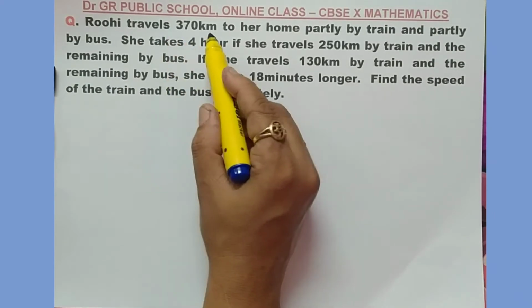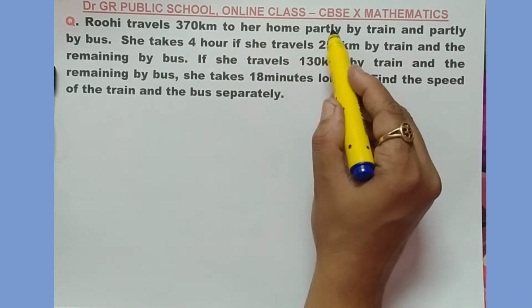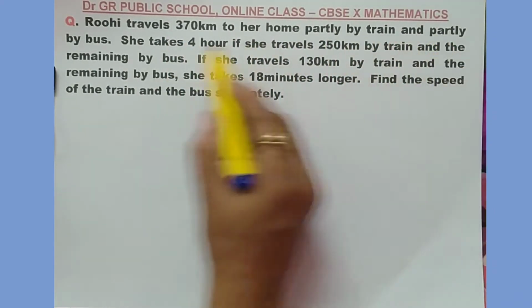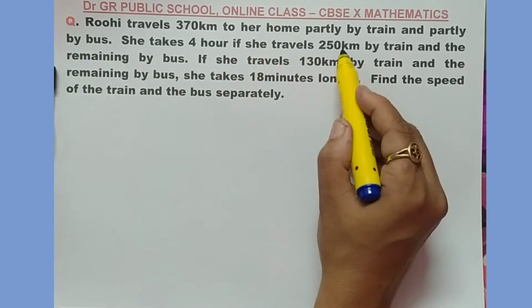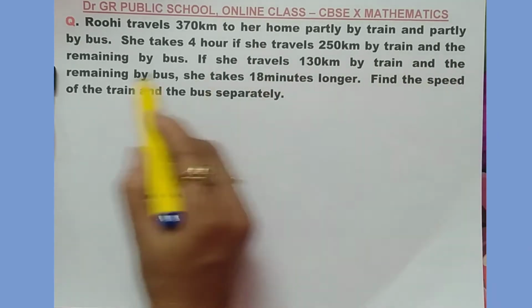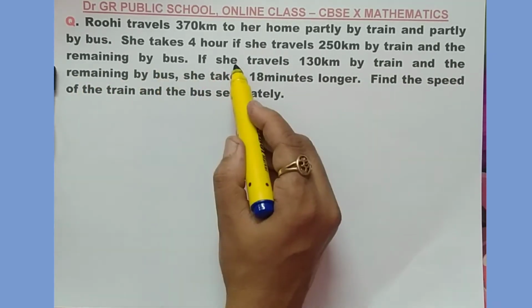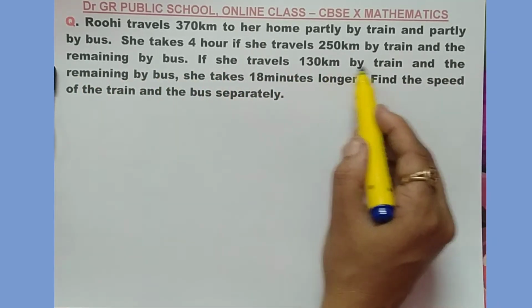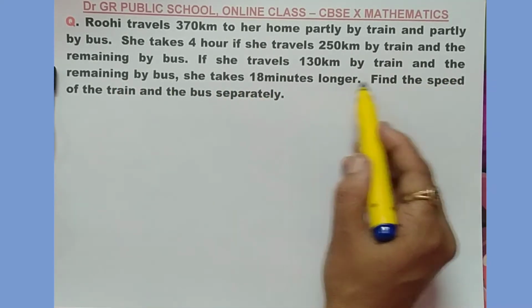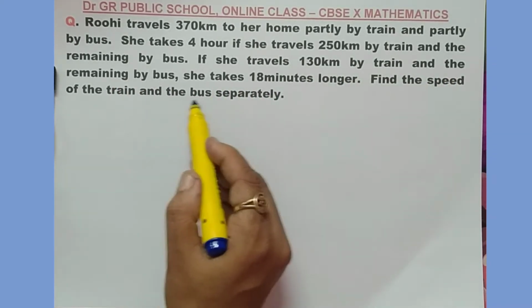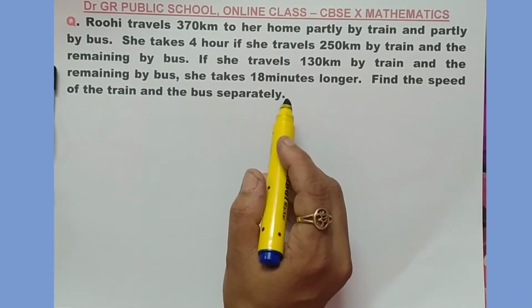Ruhi travels 370 kilometers to her home, partly by train and partly by bus. She takes 4 hours if she travels 250 kilometers by train and the remaining by bus. If she travels 130 kilometers by train and the remaining by bus, she takes 18 minutes longer. Find the speed of the train and the bus separately.